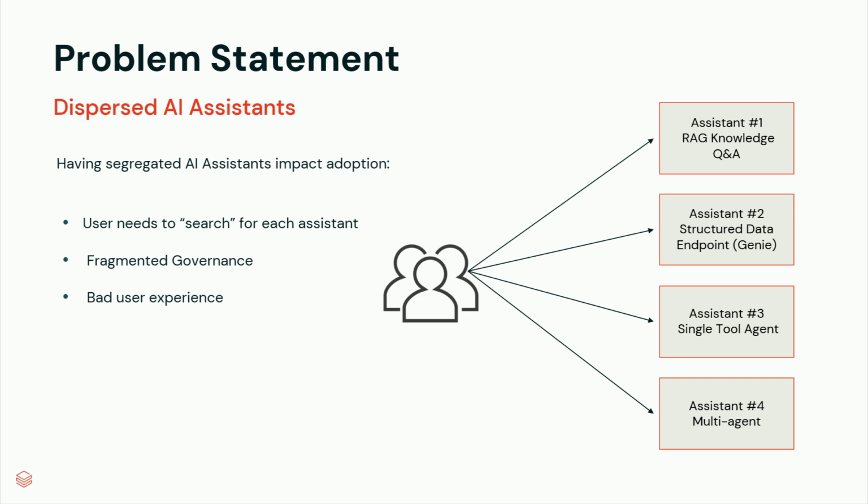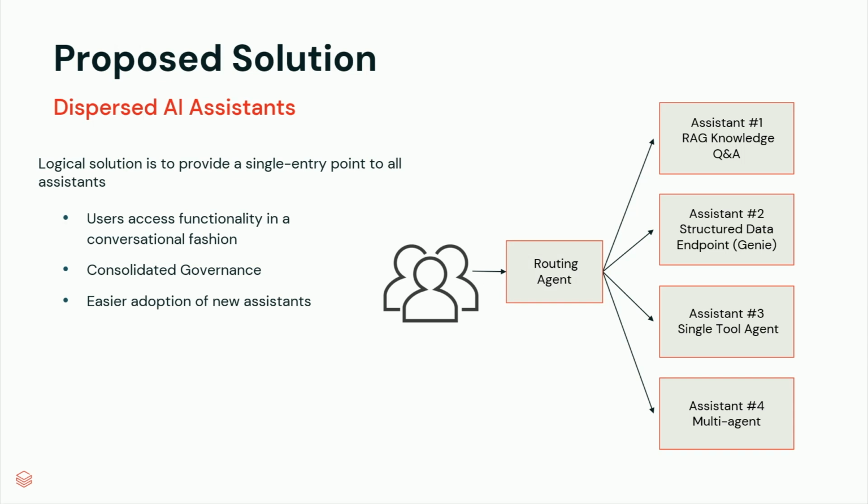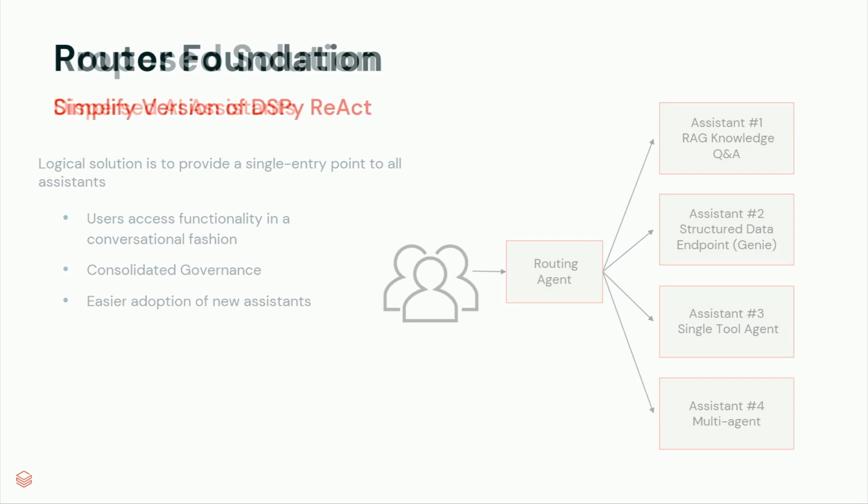They don't know where to find which assistant. Governance is all fragmented. If we could just add a single point of entry, a place where everybody is sent, and that entry point will know which AI solution should be called, depending on the request, then that will allow you to have a consolidated governance, and it will make the life of the users easier. Therefore, the adoption will be better. So this is the problem that we're trying to solve.